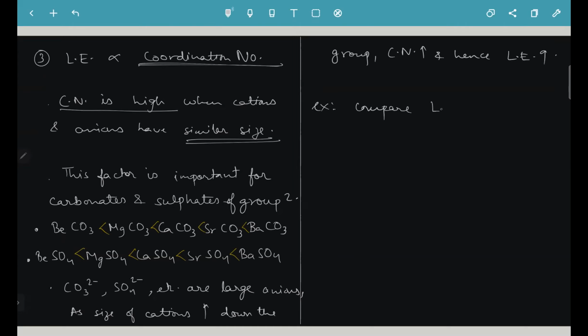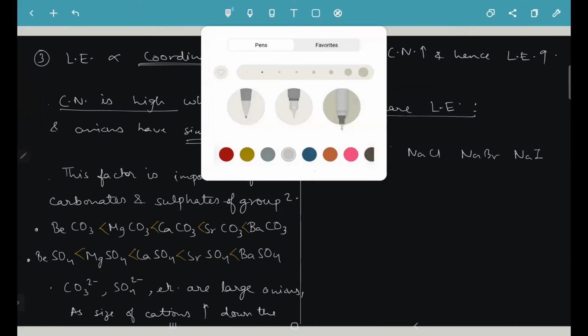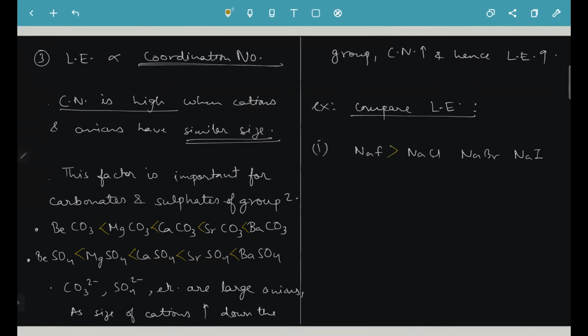Compare lattice energy. We'll do some more examples. Let us compare between NaF, NaCl, NaBr, and NaI. Cations are the same, anions are different. As the size of anion increases, lattice energy will decrease. Lattice energy is inversely proportional to size. The size of anion increases, lattice energy decreases. ठीक है?